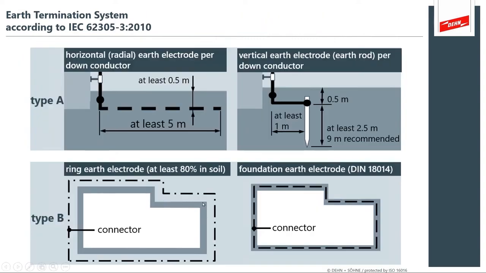So the differences between type A and type B. Type A is considered individual earth electrodes. We can have horizontal conductors, we can have vertical conductors, and this is again driven by what we derive from our risk assessment, which tells us the soil, how to select the earthing, the length of the earthing conductors. Here we have an illustration of the type B ring electrodes, which can be surrounding the building or perhaps embedded within the foundation. And with these methods, there are combinations that can be employed.